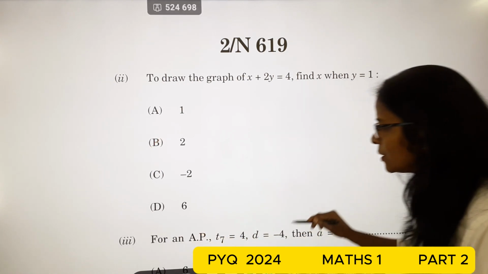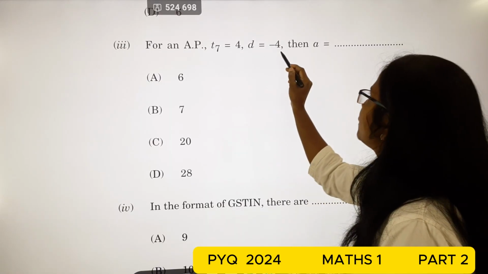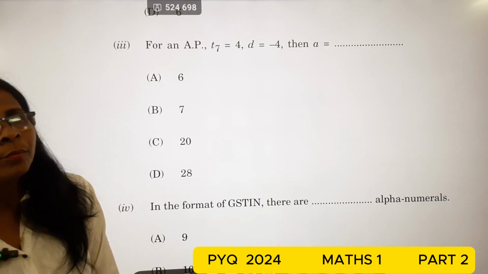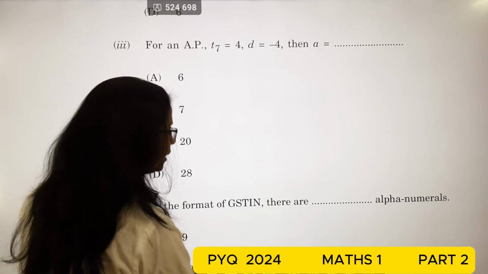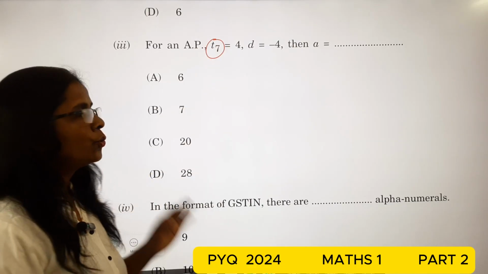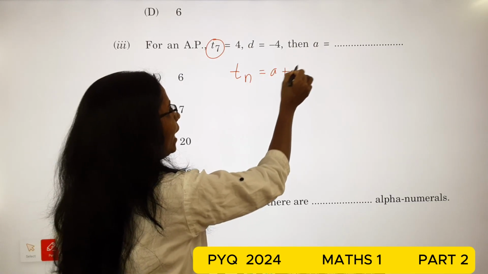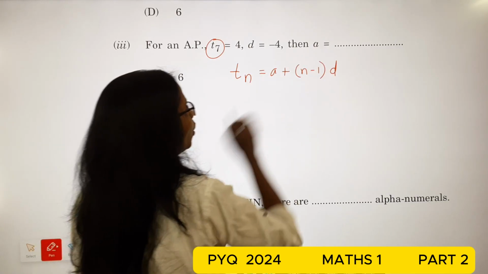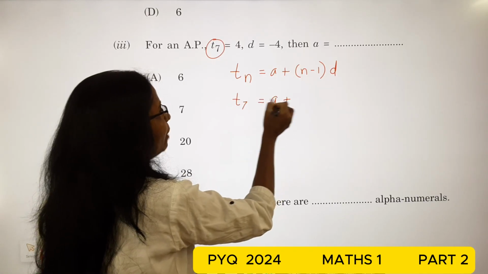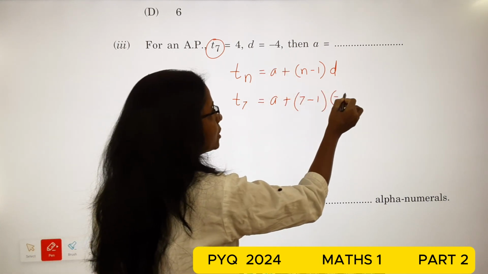Then next one students, for an AP, T7 is equal to 4, D is equal to minus 4, then A is equal to. See, this is a question from the arithmetic progression. Now how can we solve it? That is, here the given is T7, that is the term. So now here we have to write the formula for the term: An is equal to A plus (n minus 1)D. So T7 is equal to A plus... we have to find A. So here 7 minus 1 D, where D is minus 4.